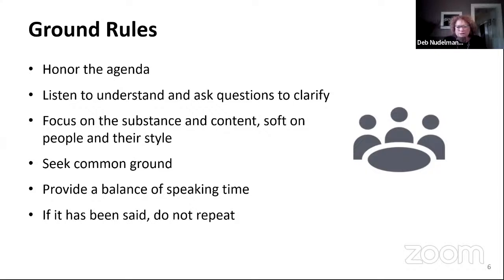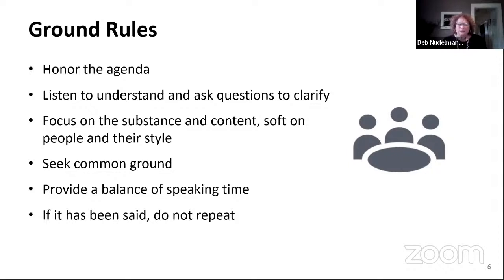Listening to each other to understand and asking questions to clarify. Think about the question, why? Why does a person say what they're saying? Why would a reasonable person ask or think or behave that way? And looking for opportunities for commonality out of that diverse interests.